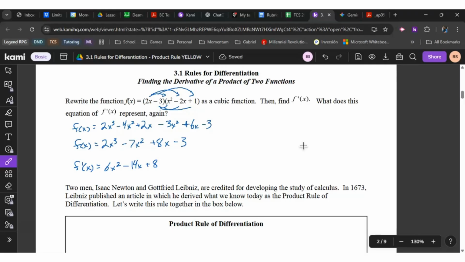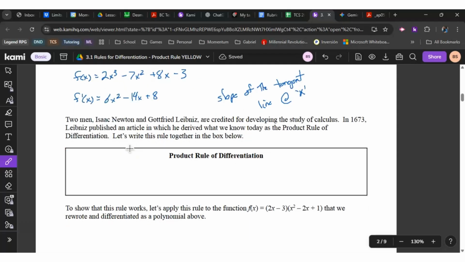Perfect. Awesome. What does that represent? The slope of the tangent line, or the equation for the slope of the tangent line. Either way. So slope of the tangent line at x. Meaning we can plug in x for whatever value we need and get the slope of our tangent line.